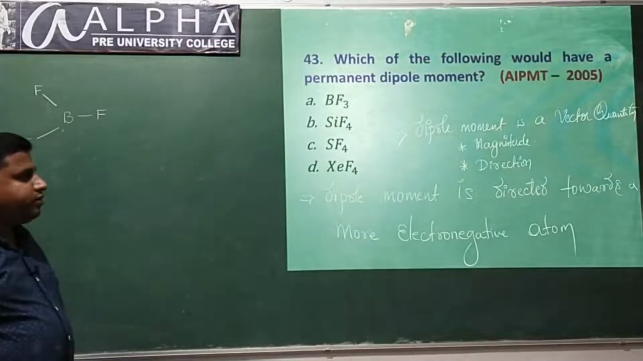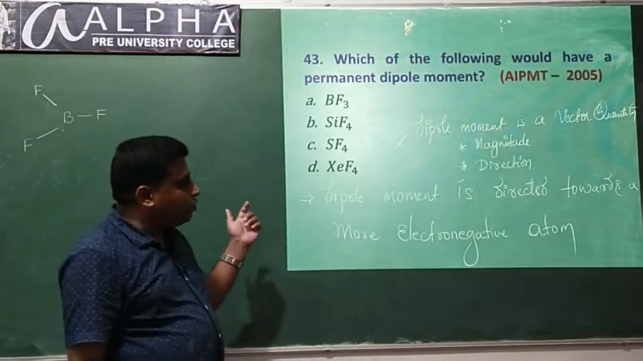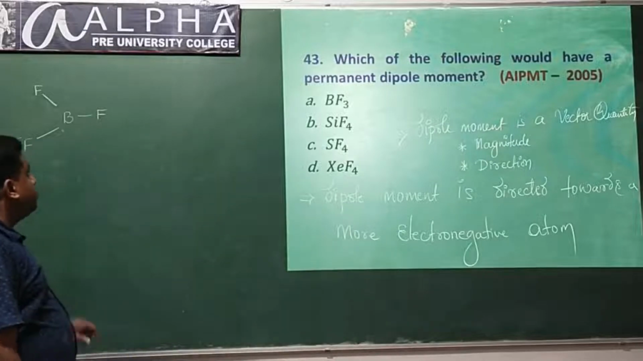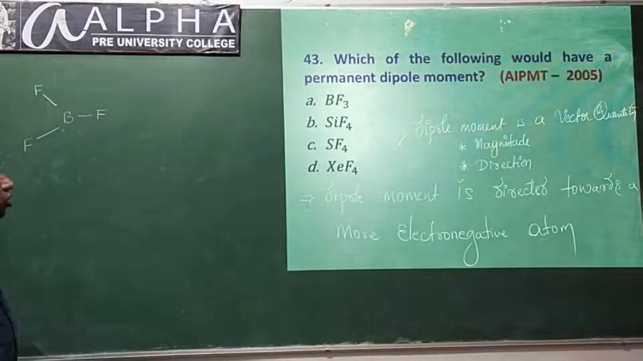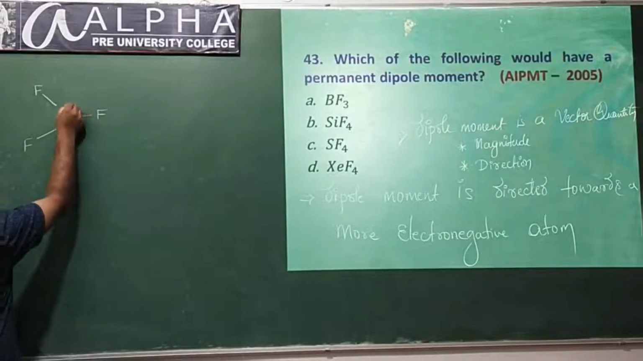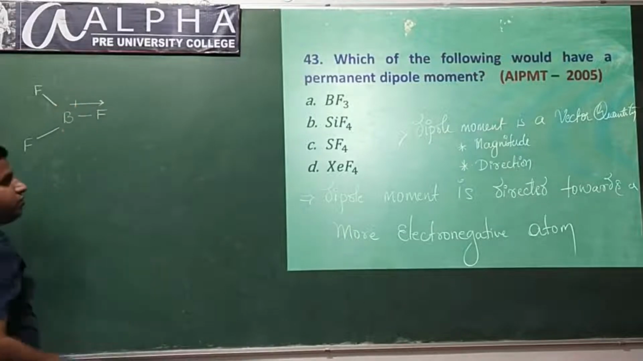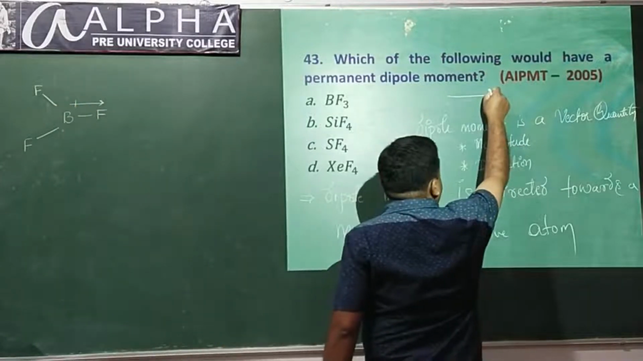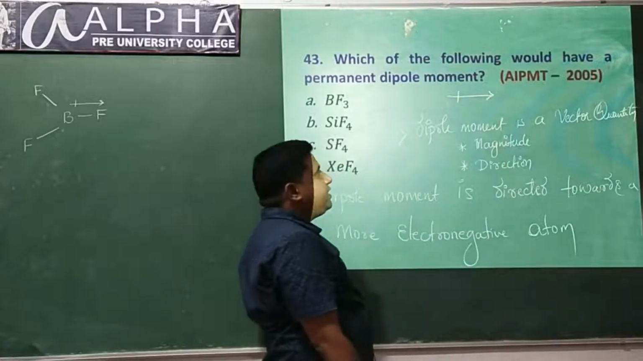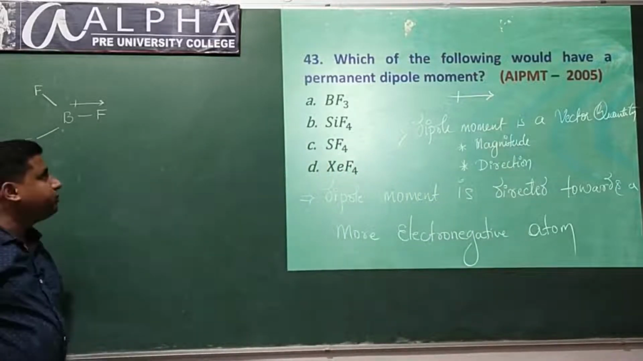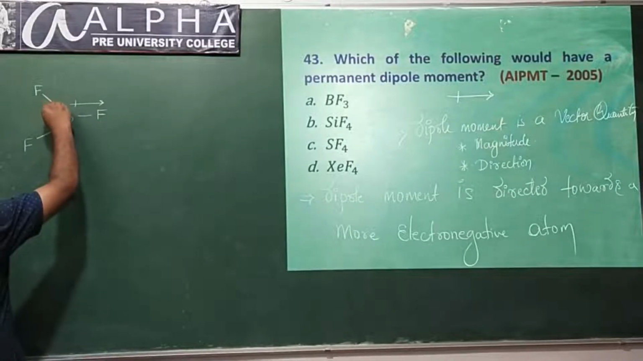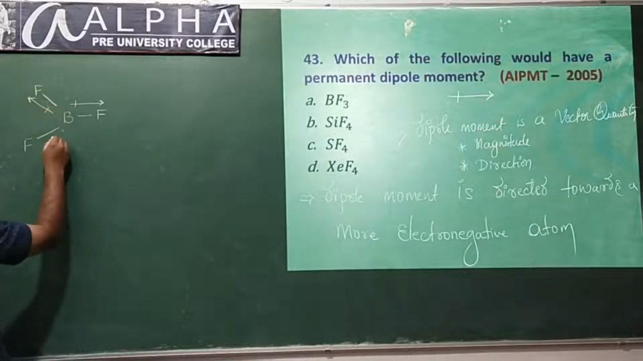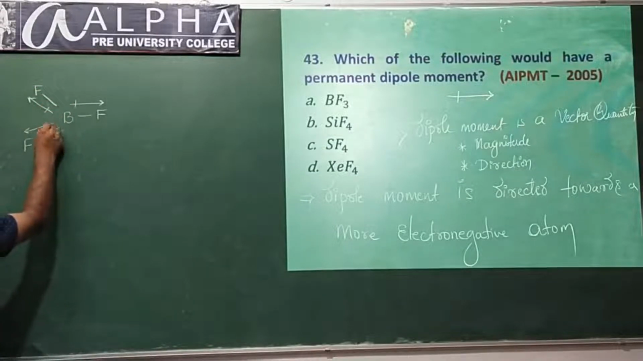So dipole moment is a vector quantity, directed towards a more electronegative atom. So we have boron and fluorine. Fluorine is more electronegative than boron, so the dipole moment of this bond is towards fluorine. How do we represent a dipole moment? We represent a dipole moment with an arrow mark and a tail at its end. The dipole moment of this bond is towards fluorine, and the dipole moment of this bond is towards fluorine, because fluorine is more electronegative than boron.